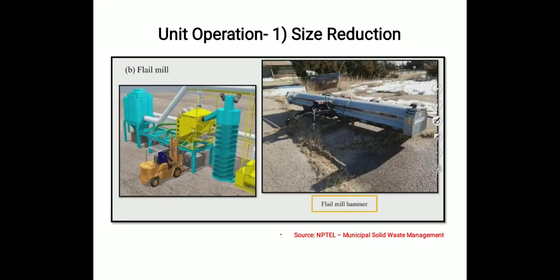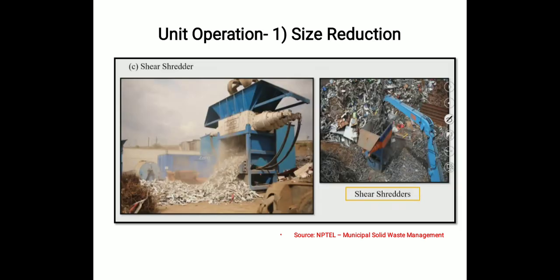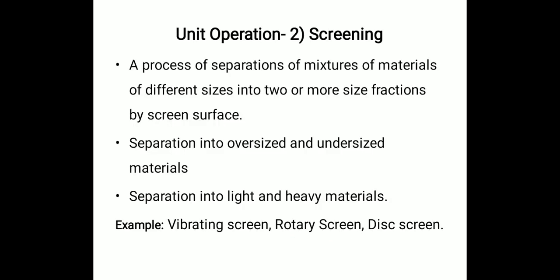Next picture is the flail mill, where we are going to chop the product into a finer product. That uniform product can be easily handled, stored and transported. This picture shows the shear shredders, where mixed waste or dry waste material is shredded into a finer product. Next unit operation is the screening.